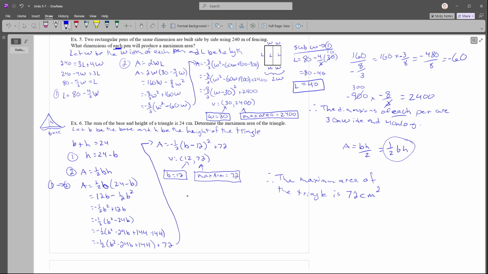Now, if you had a follow-up question, chances are the next follow-up question would be, hey, what is the height of your triangle? In which case we would sub b into equation number 1, and we'd end up with height is equal to 24 minus b. So height is equal to 12. Oh, look at that. They're both equal to 12. Okay? And that would be our triangle, but that's not what the question asks.